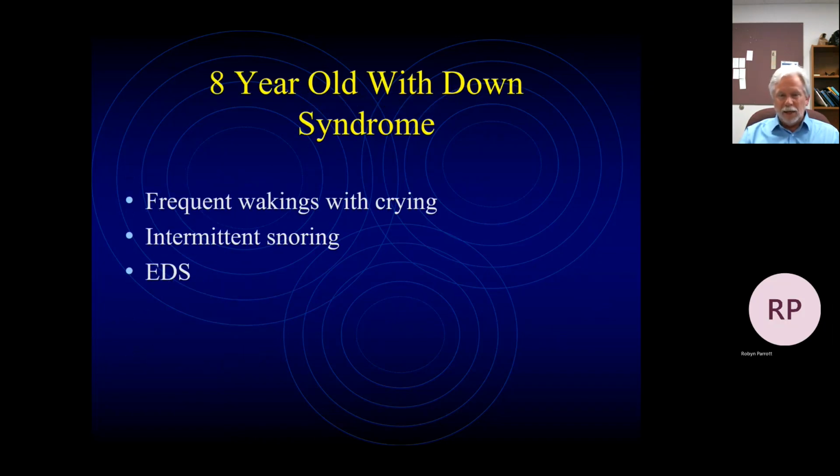So let me give you a couple of cases. This is an 8-year-old girl with Down syndrome who had frequent wakings, and she would appear to be in pain when she awakened. She'd only snore intermittently and mildly. She did have excessive sleepiness. So if you look at her back, you'll see she's breathing. She's not snoring. She's breathing very gently. But look at her posture.